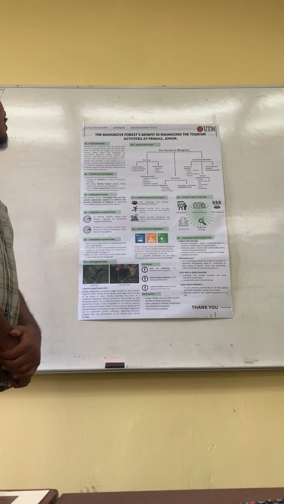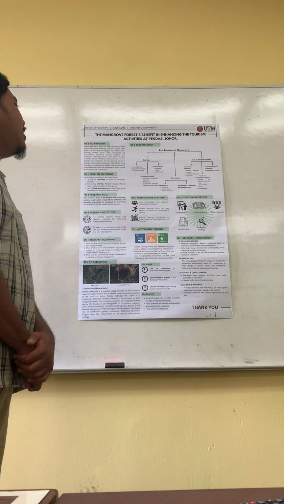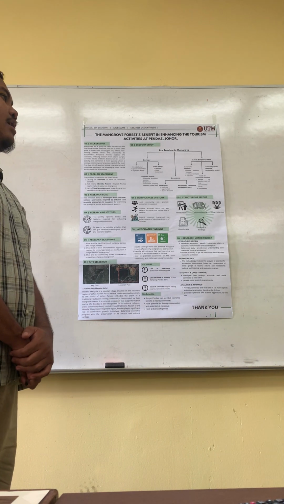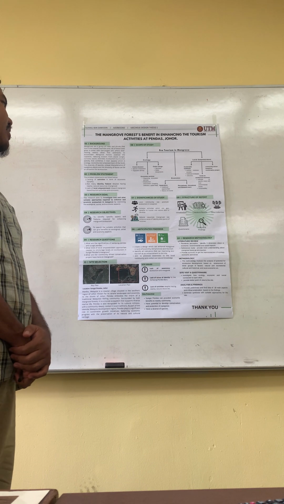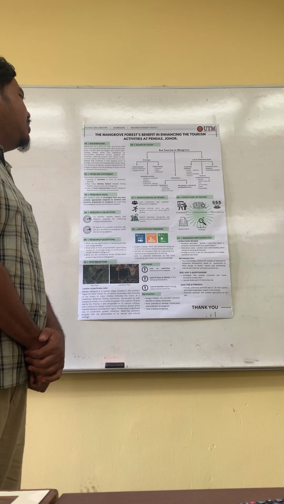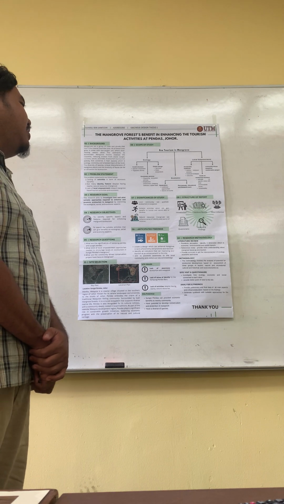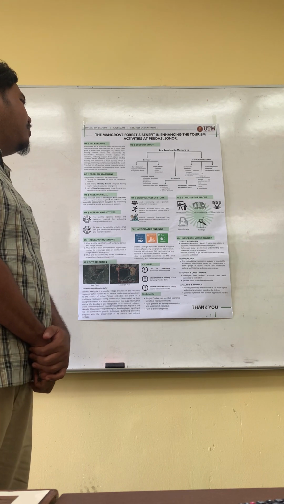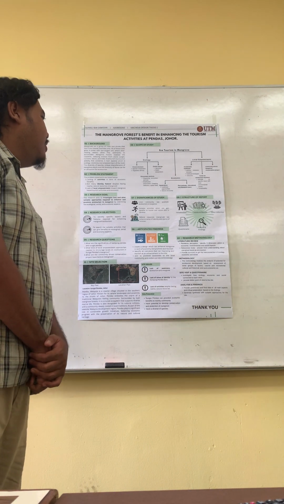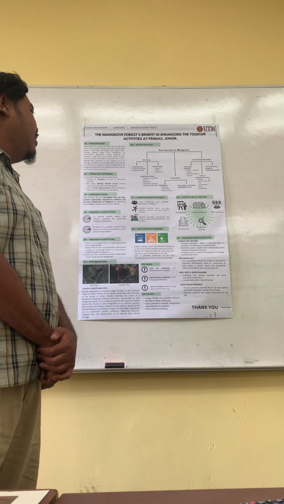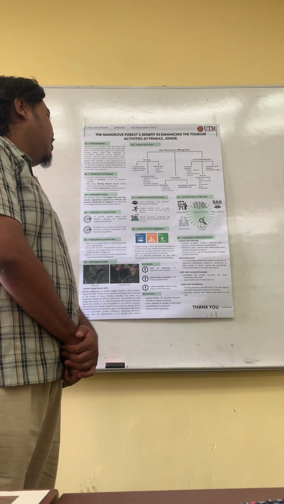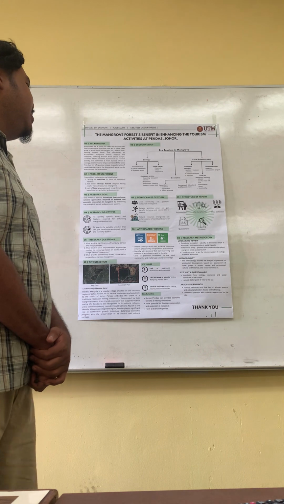Number 6 is the scope of study. The scope of study is ecotourism in mangrove. This study covers three aspects, which are ecology, economy, and local empowerment. For the ecology, it covers the forest structure, ecosystem services, and global change.